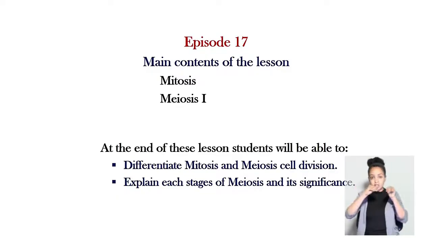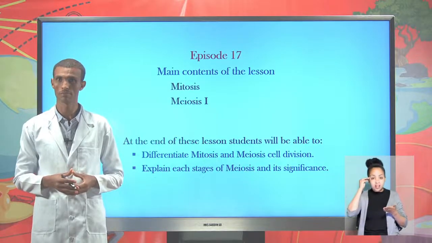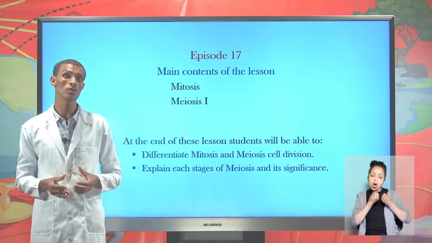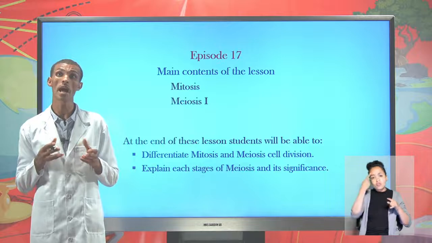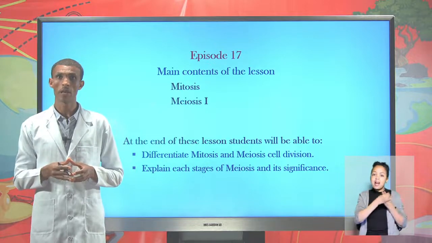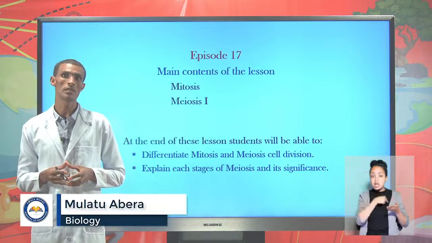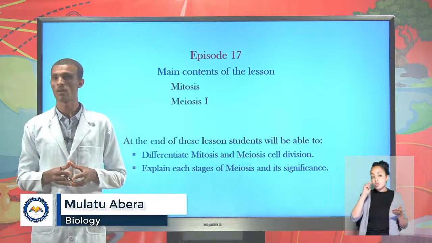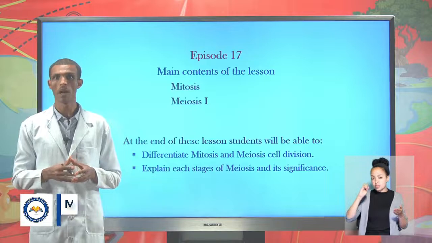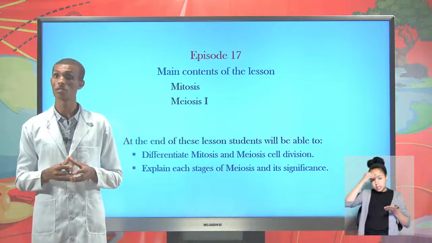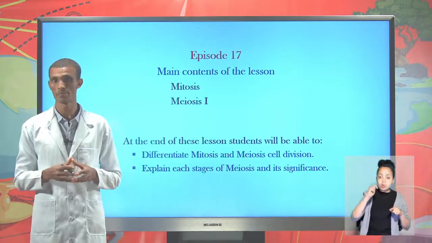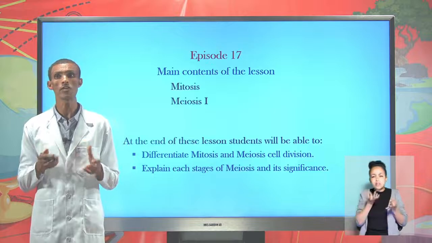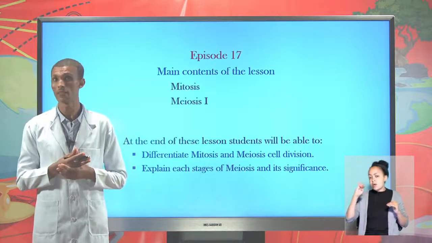Students, in our last lesson, we saw Mendelian genetic crosses, and how to deduce genotype and phenotype calculations for monohybrid and dihybrid crosses. In today's lesson, we will see mitosis and meiosis I. At the end of this lesson, you will be able to differentiate mitosis from meiosis cell division and explain each stage of meiosis and its significance.